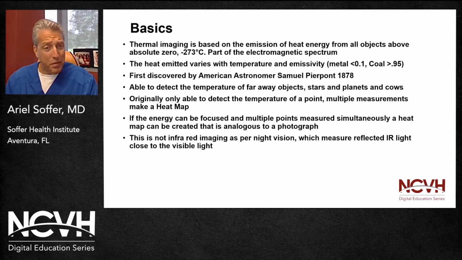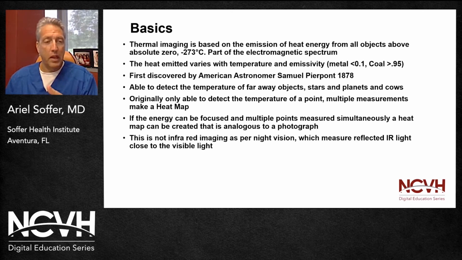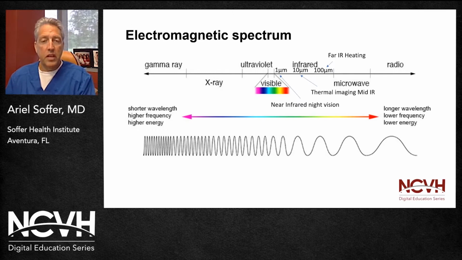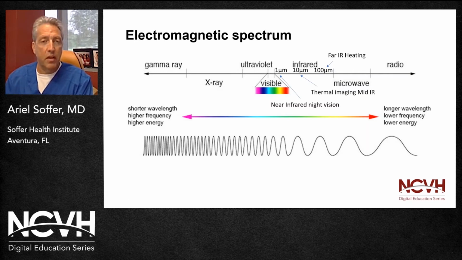This is not really infrared imaging as we would see in night vision cameras, which measure reflected infrared light close to visible light. As you can see here, the visible spectrum is what we kind of see with our eyes. At about 1, we can actually see the near infrared night vision, and at about 10-fold more, we see thermal imaging, and that's what we're focusing on, which is different than obviously radio on the extreme right and gamma rays on the extreme left. So it's a longer wavelength, lower frequency, lower energy than, say, visible light.